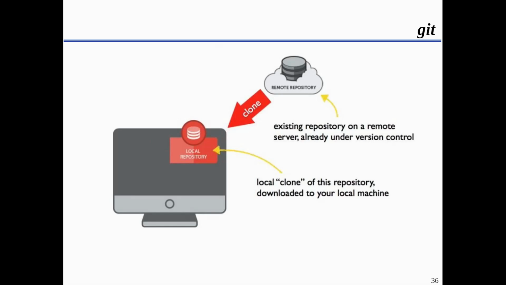Another way to get a local repository is to clone that repository. A repository exists on a remote server and is already under version control, and then you can clone this repository and download it to your machine.